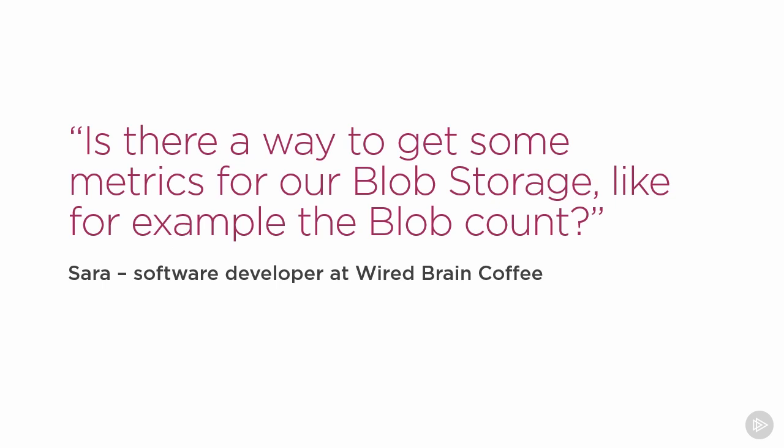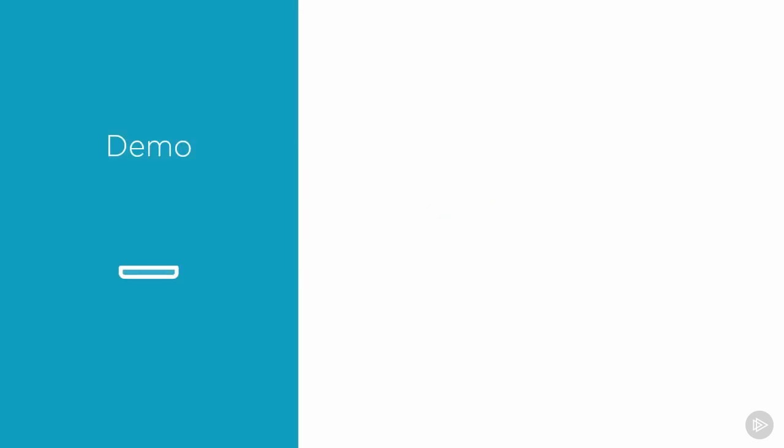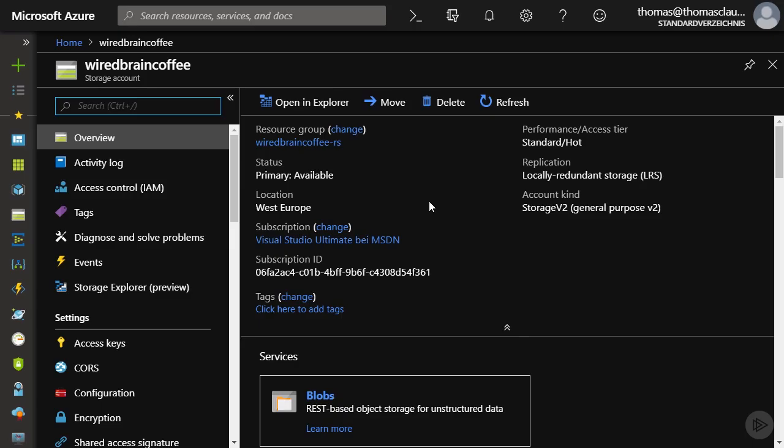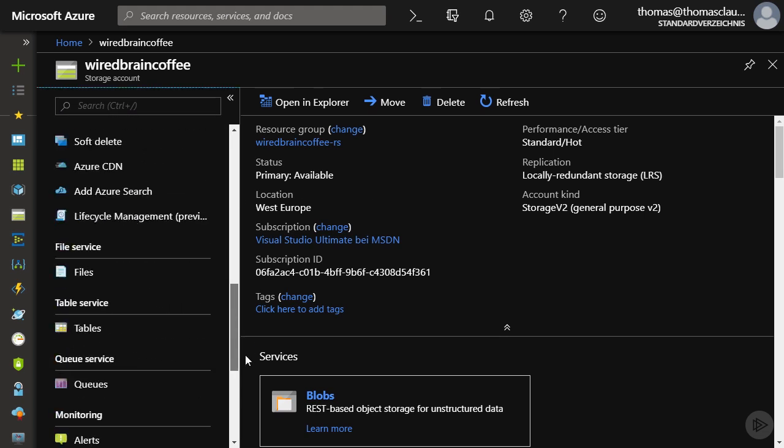Of course, there is a way. Let me show you now in a demonstration how you can use the Azure portal to view and export blob metrics. So let's switch to the Azure portal. Here I've opened the blade of the Wired Brain Coffee storage account. Let's scroll down in the navigation.